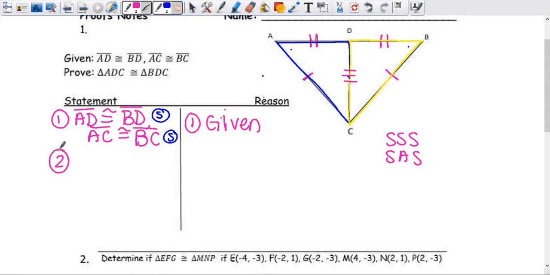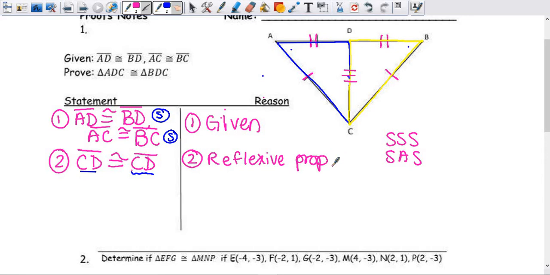So our second statement is going to be that CD is congruent to CD, because we write that as congruent because this CD is the one being used in the first triangle, the blue one, and this one would be the one being used in the yellow triangle. Now, if you have the same thing is congruent to the same thing, that is the reflexive property. Think a mirror.